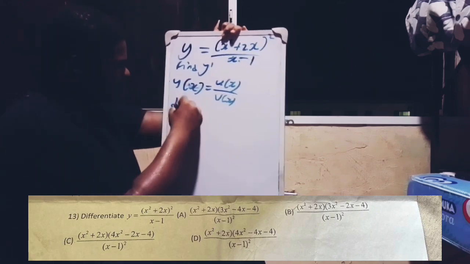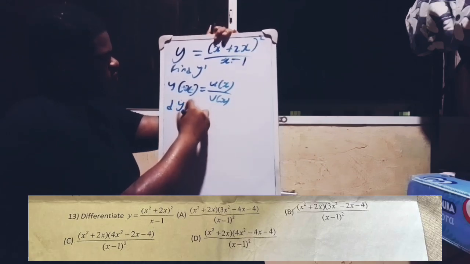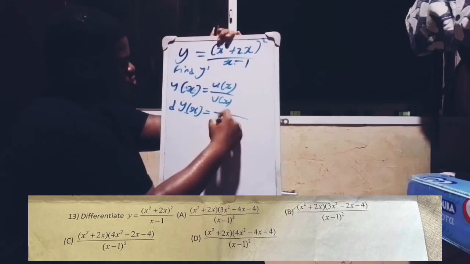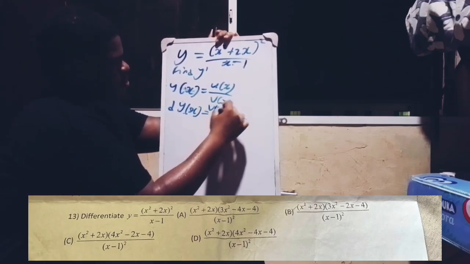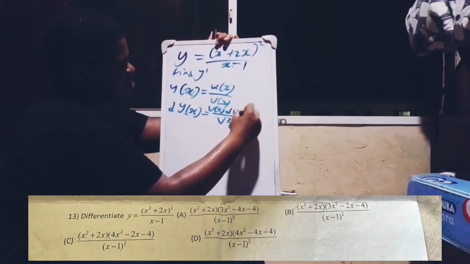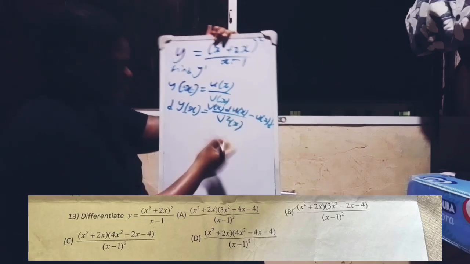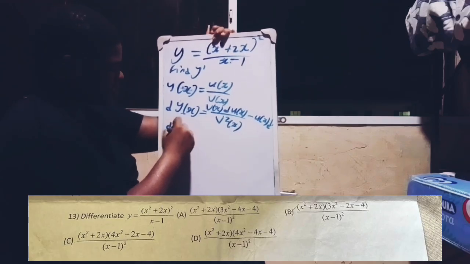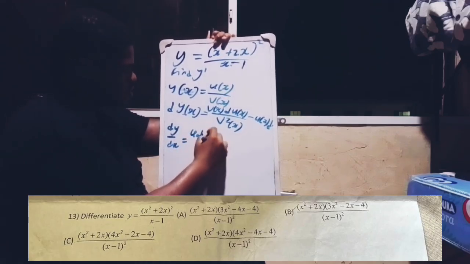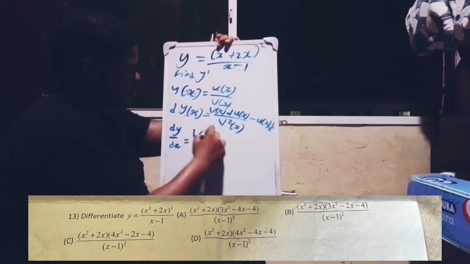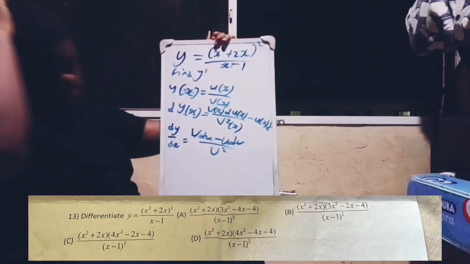So if I find the derivative of y of x, this is equal to v of x times the derivative of u of x, minus u of x times the derivative of v of x. It's a bit confusing written like that, but basically dy over dx is equal to (v du minus u dv) divided by v squared. This is basically what I'm trying to say here.